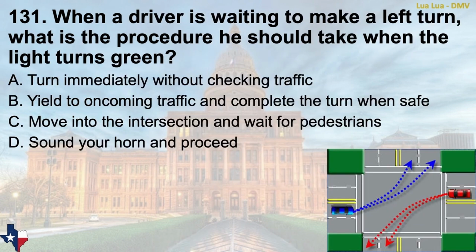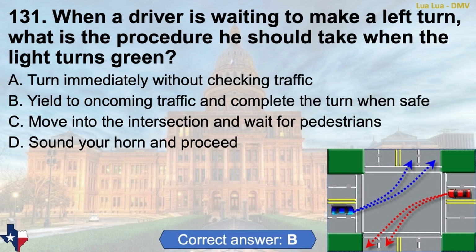Question 131. When a driver is waiting to make a left turn, what is the procedure he should take when the light turns green? A. Turn immediately without checking traffic. B. Yield to oncoming traffic and complete the turn when safe. C. Move into the intersection and wait for pedestrians. D. Sound your horn and proceed. The correct answer is B. Yield to oncoming traffic and complete the turn when safe.